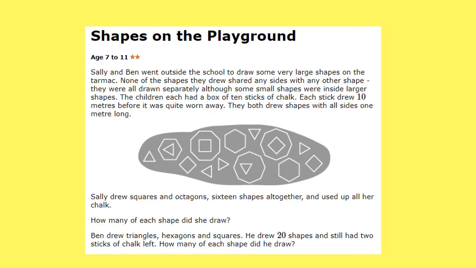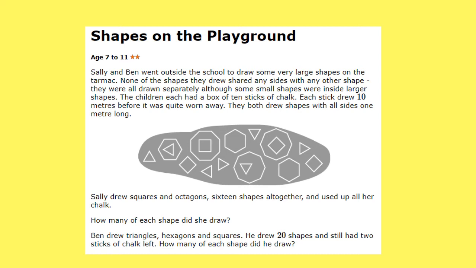Now we're going to move on to using our knowledge of perimeters to solve a problem. Let's have a read through. It's called Shapes on the Playground. Sally and Ben went outside the school to draw some very large shapes on the tarmac. None of the shapes they drew shared any sides with any other shape. They were all drawn separately, although some small shapes were inside larger shapes.